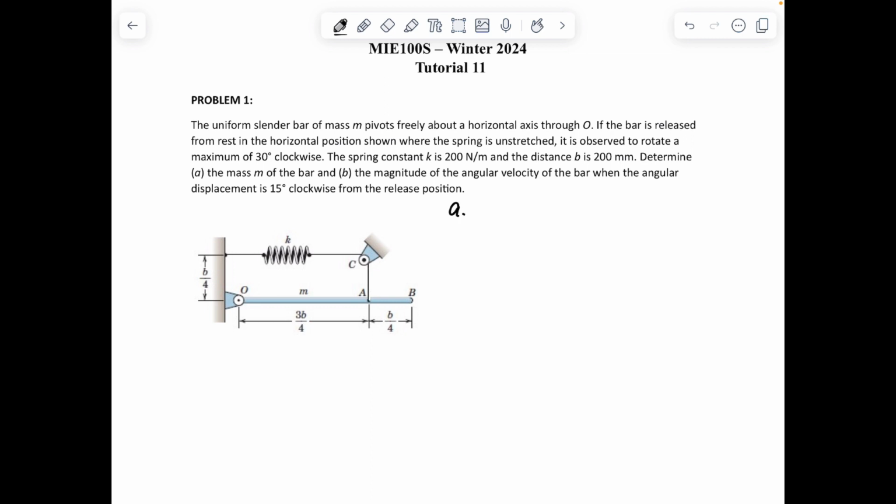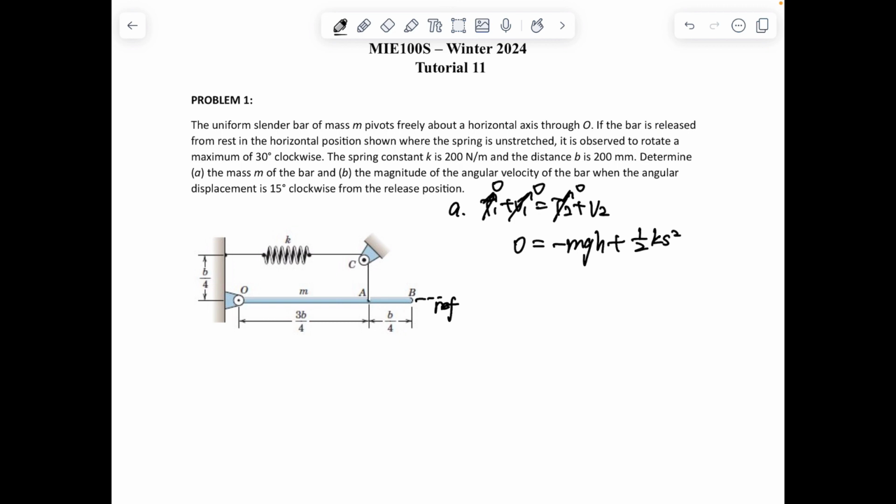First, question A. We could say the energy is conservative during this whole period. Then we have T1 plus V1 is equal to T2 plus V2. The bar starts from rest, so T1 is equal to 0. When it has reached 30 degrees clockwise, the velocity of the bar should be 0 because it has reached its maximum, so T2 is equal to 0. If we say this is our reference, then V1 is also equal to 0. Then we have 0 is equal to negative mgh plus 1 over 2 ks squared.